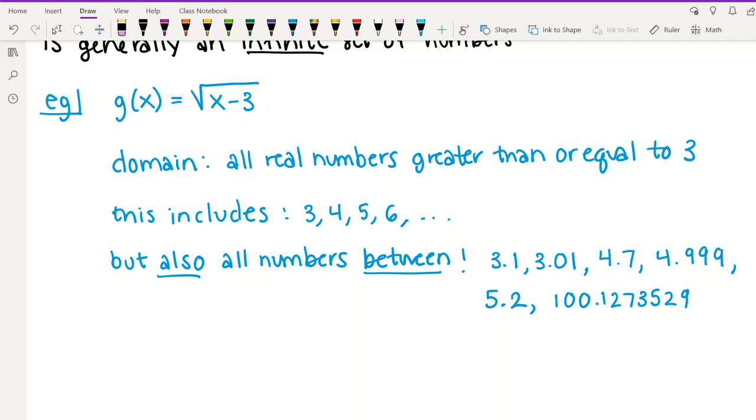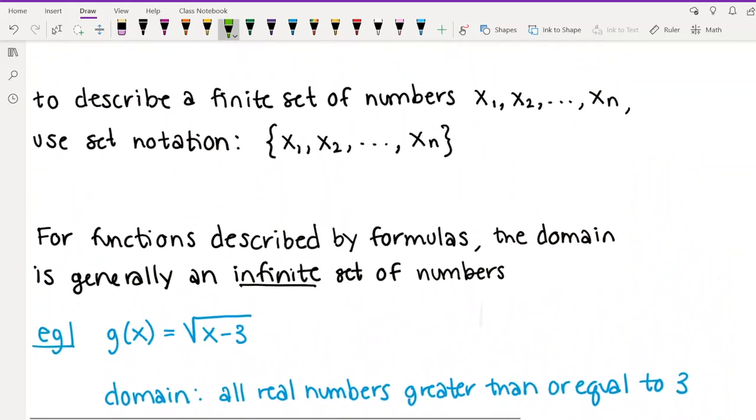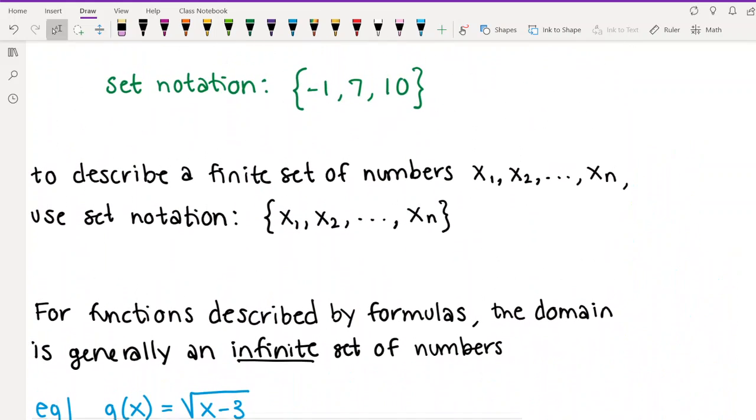And so that is why I say that this domain includes infinitely many numbers, because you can put as many different decimals as you want. As long as your number is greater than or equal to 3, it's in the domain. And so we're not going to be able to use this kind of set notation in this situation, right? Because the set notation means you literally list out every number.